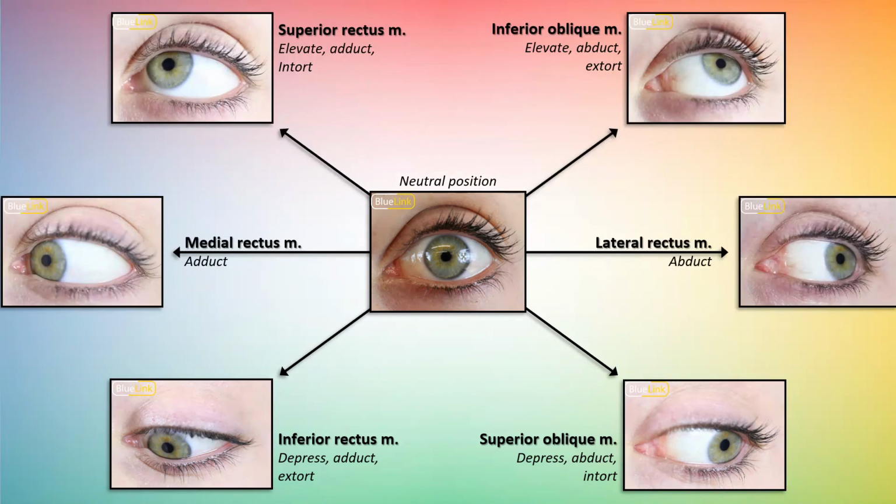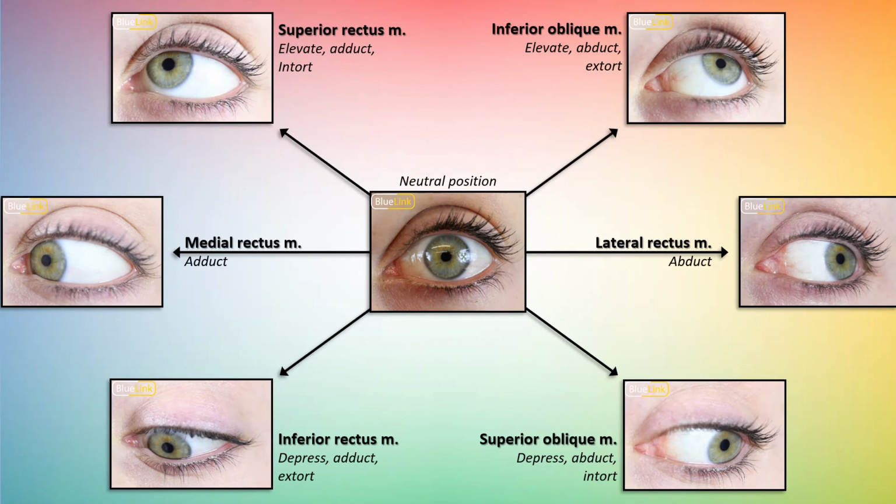So if we put this all together, we end up with a nice chart showing the position that each individual muscle would pull the eye into if it fired all by itself. In addition, we can also suss out a couple of easy ways to remember these for studying. First rule here is that the rectus muscles move the pupil in the way that their name says. So superior rectus is going to elevate the pupil, inferior will depress it.